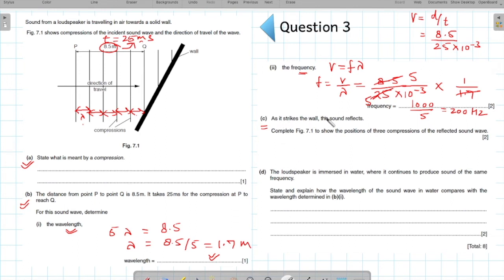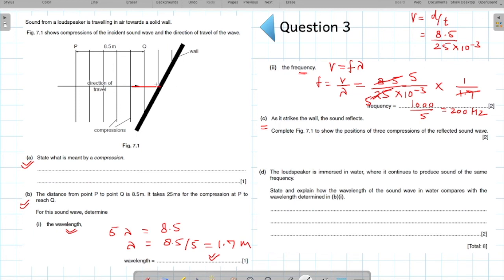As it strikes the wall, the sound reflects. Complete the figure to show the position of 3 compressions of the reflected wavefront. Now reflection of wavefronts also is done. You may refer to the reflection of wavefronts to find how to find the reflected wavefronts. So let us complete this.